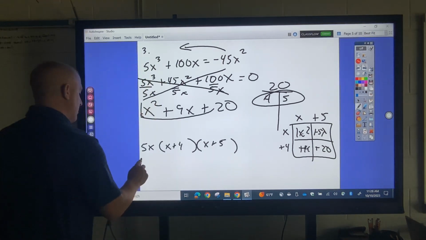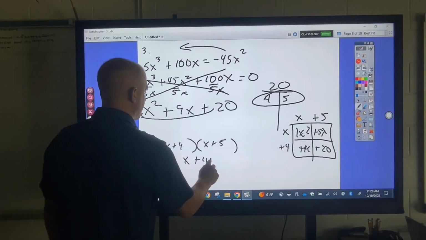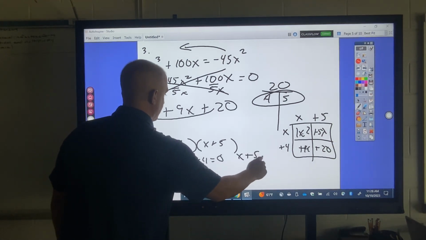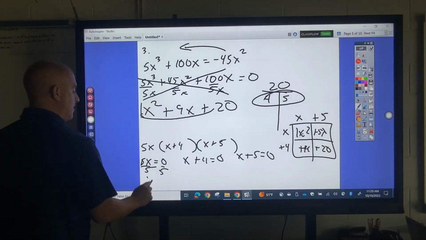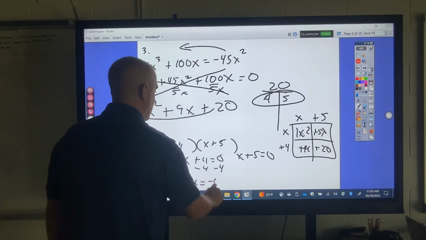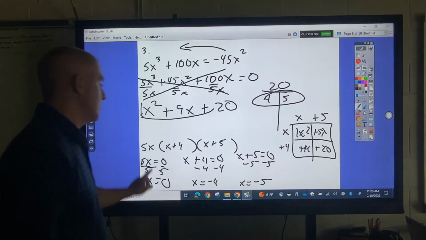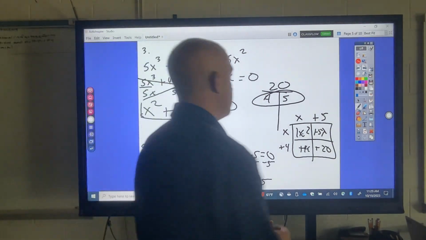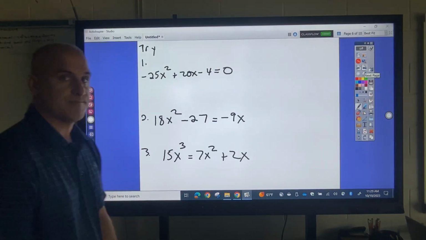Now, if I go to solve these, that's 5x equals 0, that's x plus 4 equals 0, that's x plus 5 equals 0. Now, this one I can solve because there's a variable there. I can divide by 5. X is 0. This one I can subtract by 4. X equals negative 4. This one I can subtract by 5. X equals negative 5. Okay? So always solve the GCF as well. All right? So you go ahead and try those.